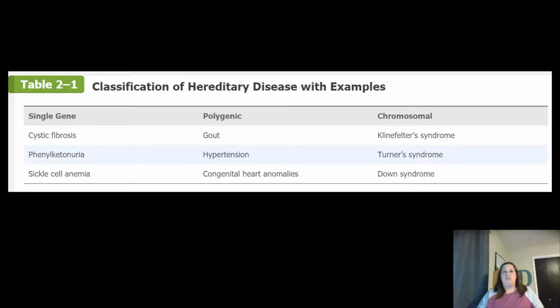So guys, this is just showing you some examples. So we have the single gene, could be things like cystic fibrosis, phenylketonuria, which is PKU, sickle cell anemia. We have some polygenic type, meaning multiple genes. This is something like gout, hypertension, congenital heart problems or abnormalities. Chromosomal issues would be things like Klinefelter syndrome, Turner syndrome, and Down syndrome. So these are just some examples. There's a lot more out there, but these just give you some examples.